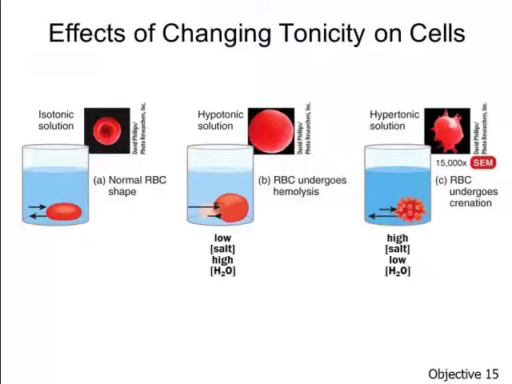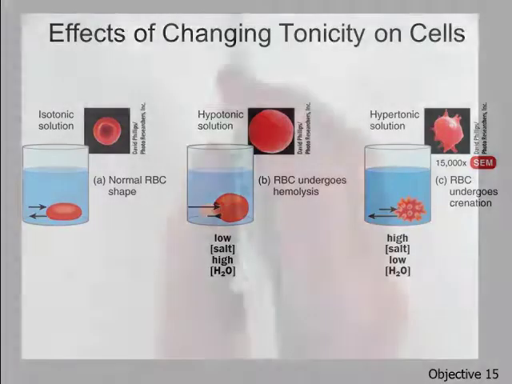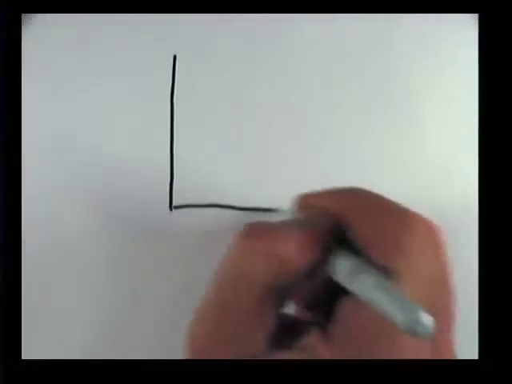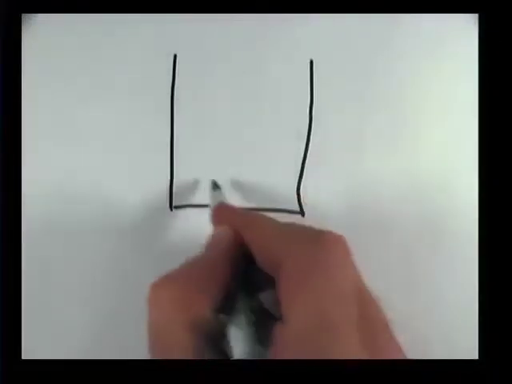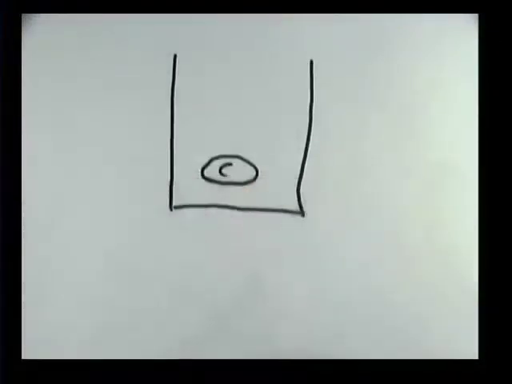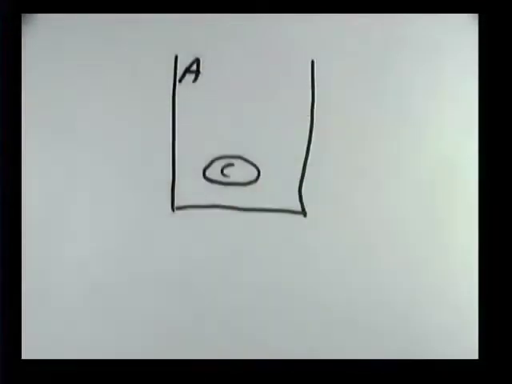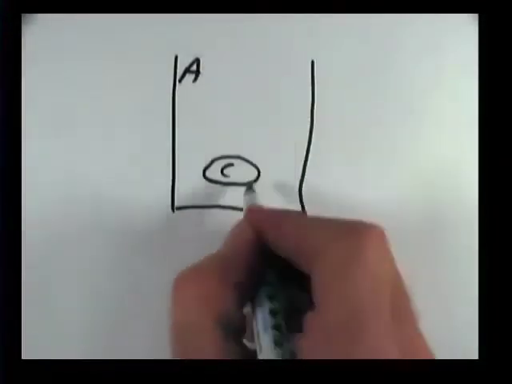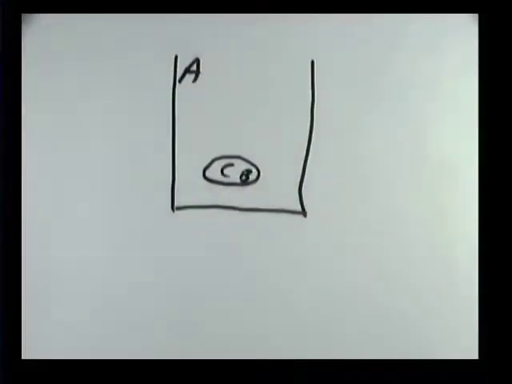So hopefully that makes a little bit of sense. Now, the relationship I want to make here is, let's say, going back to my drawing, I have a beaker of water, and inside that beaker I'm going to reflect a red cell. So here's my beaker, here's my red cell. I essentially have two solutions separated by a semipermeable membrane. I have solution A outside the cell, solution B inside the cell.